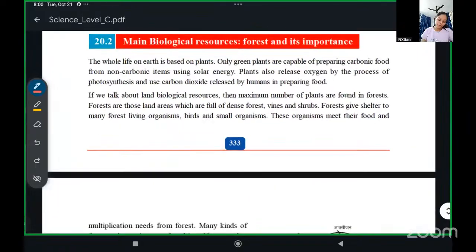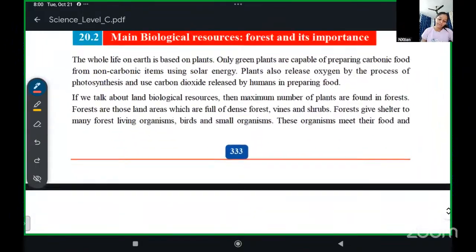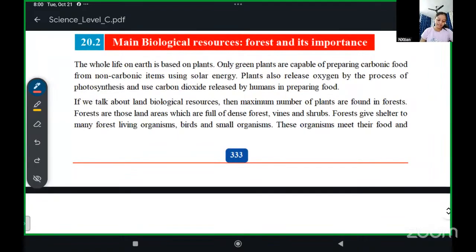Main biological resources, that is forest and its importance. The whole life on earth is based on plants. Only green plants are capable of preparing carbonic food from non carbonic items using solar energy. Plants also release oxygen by the process of photosynthesis and use CO2 released by humans in preparing food.